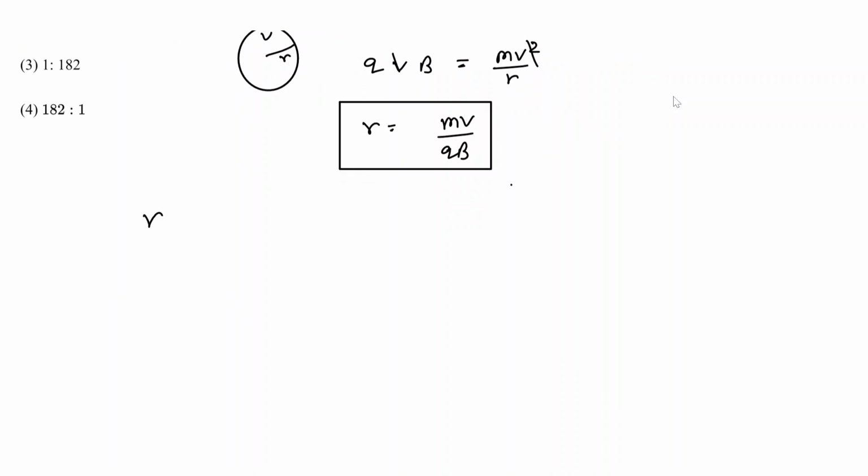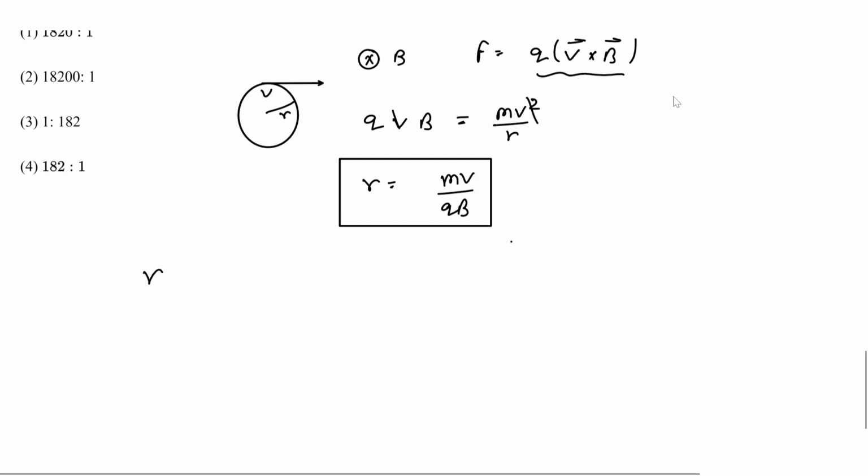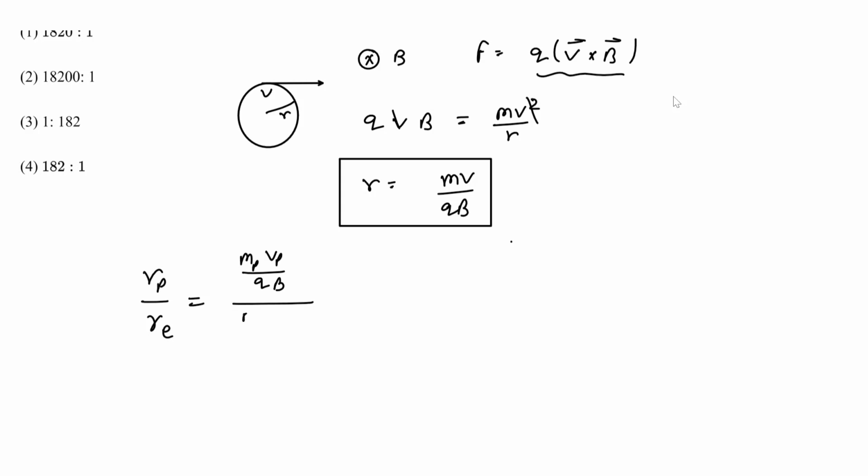If we take the ratio of the radius of proton and electron, so Rp by Re value is asked. Rp by Re will be equal to: mass of proton times velocity of proton divided by charge of proton times magnetic field, whole divided by mass of electron times velocity of electron divided by charge of electron times B. Okay, this is what we are going to have.